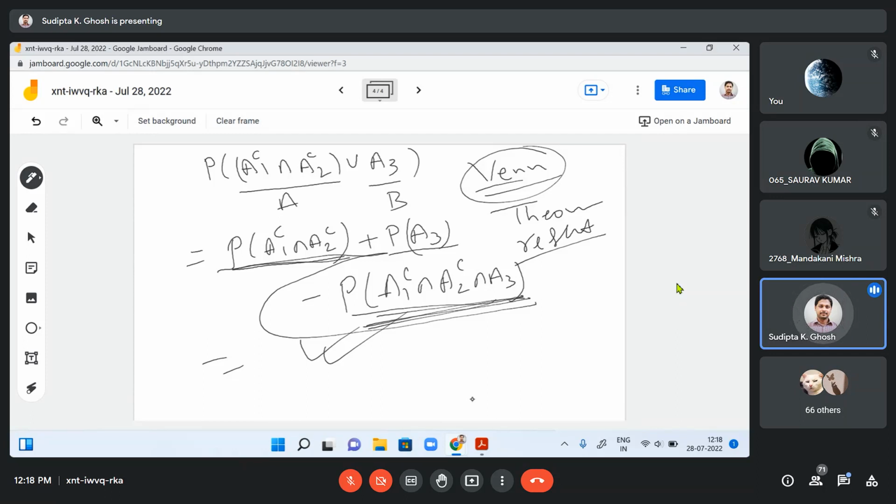Otherwise, you can apply your Venn diagram like this, and you have to simply apply the Venn diagram. That is also in your hand. But here you can also apply the theoretical result, because you can consider this as A union B. You know this value, you know this value, you know this value. Just add these two numbers, subtract from this, and you get the final number.